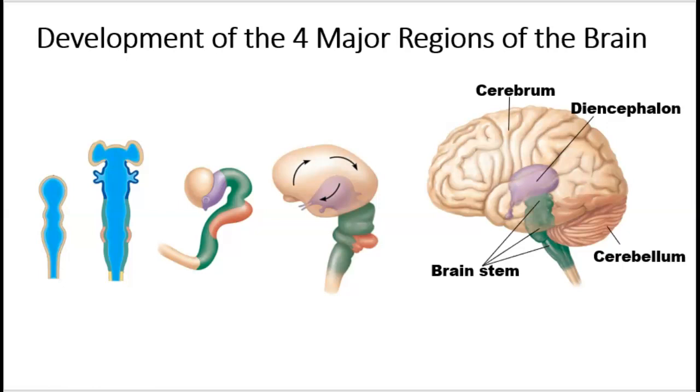simultaneously. These outpocketings or swellings give rise to the 4 main regions of the brain that are present at birth and, of course, in adults. The 4 main regions are the cerebrum, the diencephalon, the brainstem, and the cerebellum.